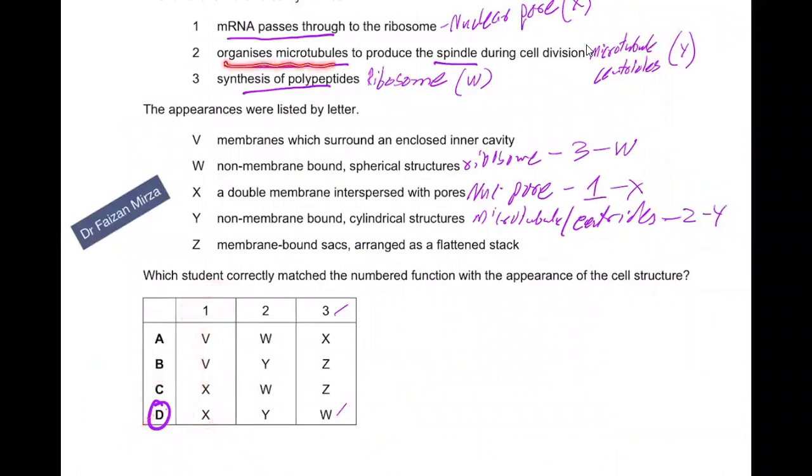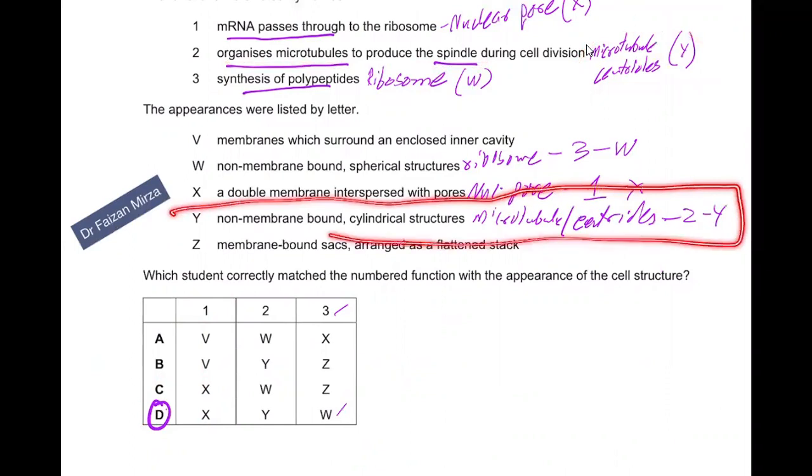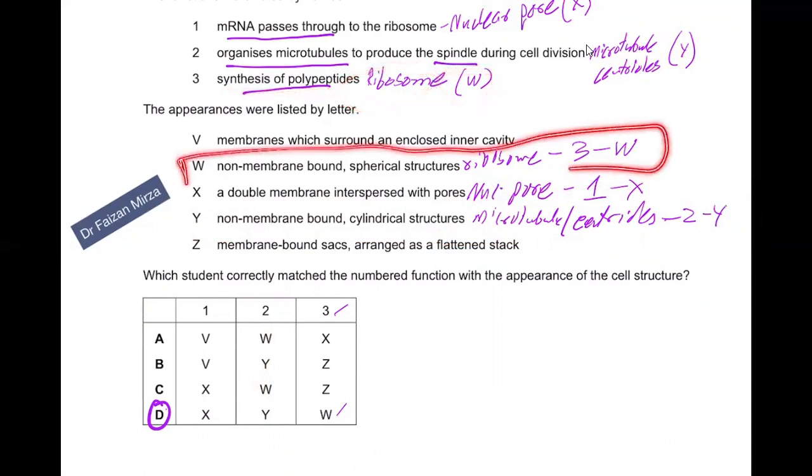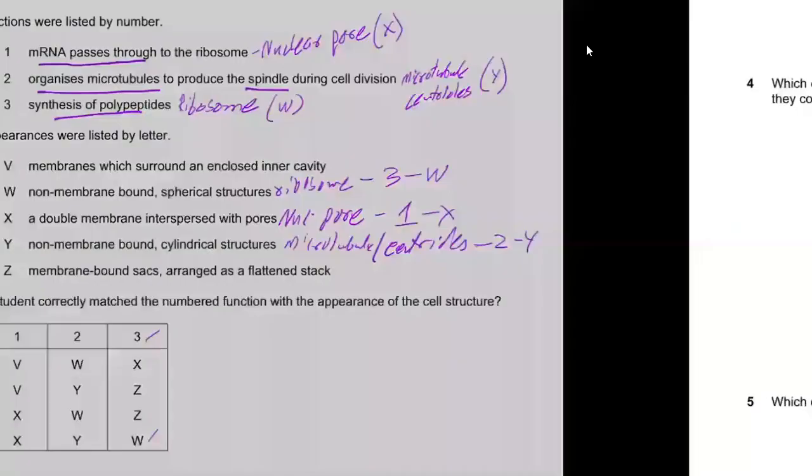The second function is organizing microtubules for the spindle. We know microtubules are organized by a microtubule organizing center, or centriole. We look for the centriole. So Y here is the centriole, a non-membrane-bound cylindrical structure. So we look for 2 and we look for Y. So D is the option. Again, to confirm this, we go for synthesis of polypeptide, which occurs on ribosomes. We look for which letter represents the ribosome. The ribosome is a non-membrane-bound spherical structure. So we go for 3 as W. So our answer becomes D.